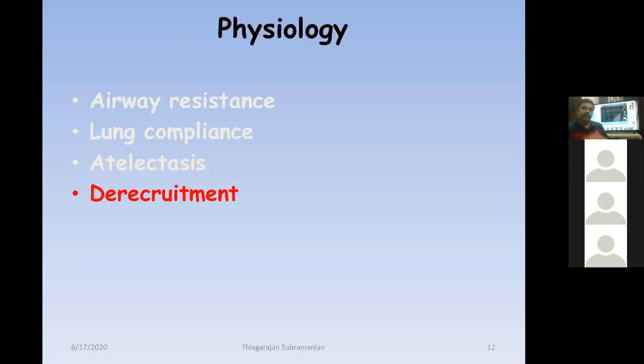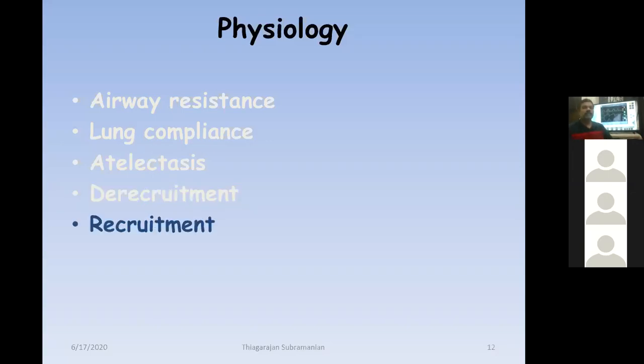They do recruitment here, with restoration of gas exchange according to the surface area, applying pressure to reopen the collapsed part of the lung.